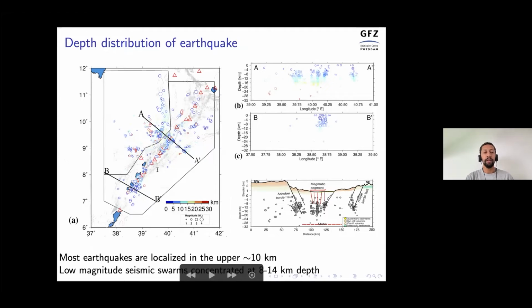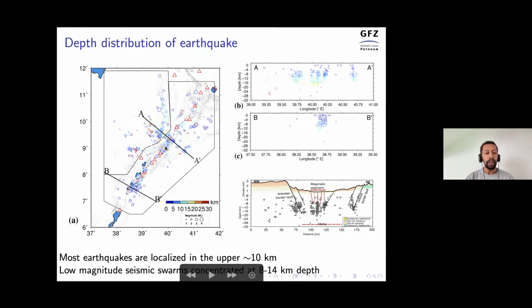So when we see the depth distribution of seismicity, we see that most of the earthquakes are localized in the upper 10 kilometers, and we have some lower crustal earthquakes, but mostly in the northwestern plateau. And we also have a match between the border faults and magmatic segments. So the earthquakes are mostly localized beneath the border faults here, and also in the magmatic segments.